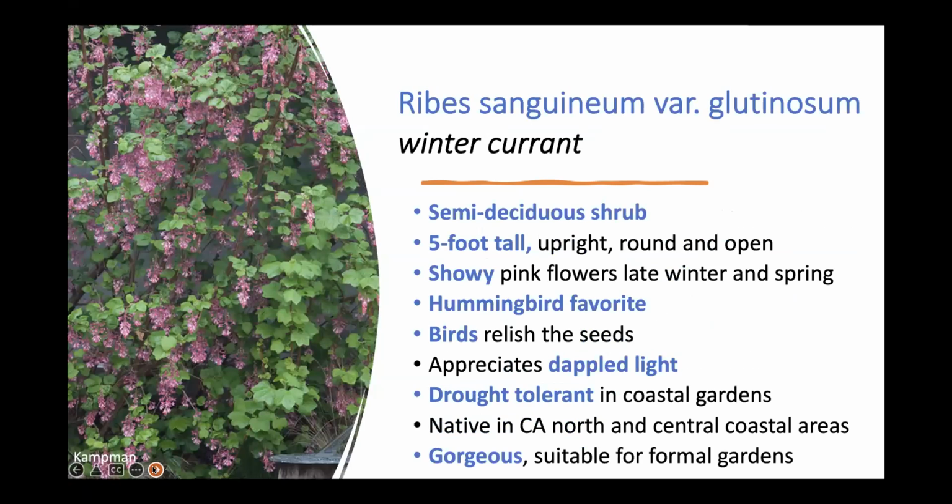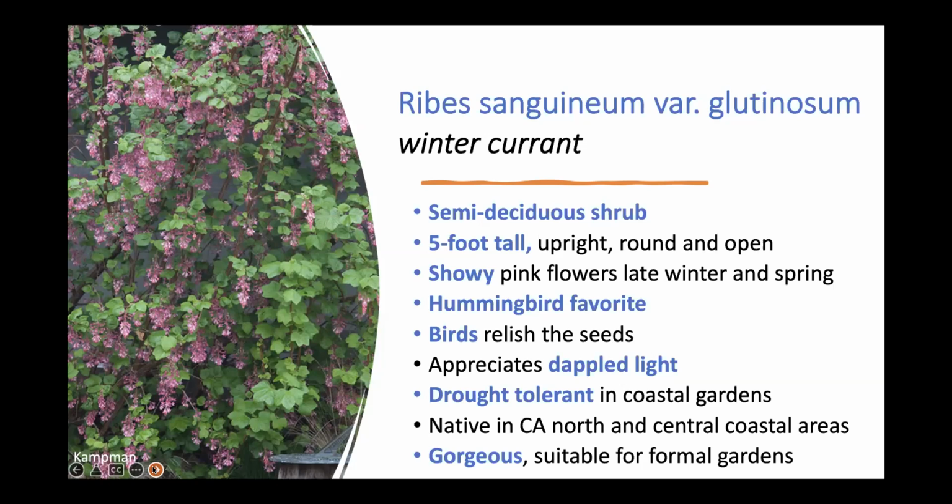And then our currants. This is a Ribes sanguineum glutinosum. There are other ribes, other currants. This is a semi-deciduous shrub, so it's going to lose some of its leaves in winter. It's around 5 feet tall and wide, sometimes a little larger. It has showy pink flowers, as you can see here, in late winter and spring. Hummingbirds cannot stay away. And then when those flowers turn to a seed, the birds just go after the seeds.